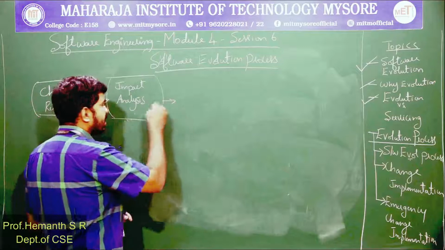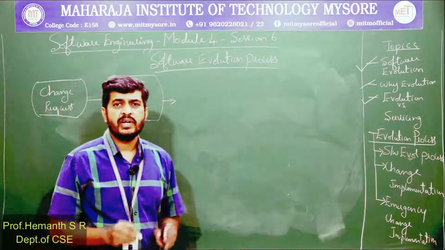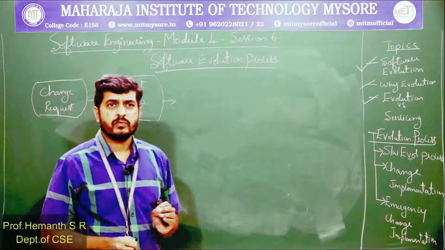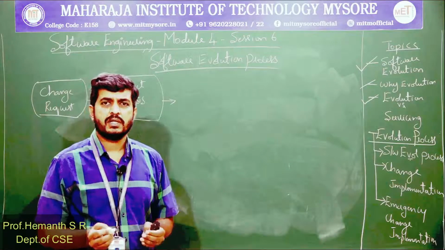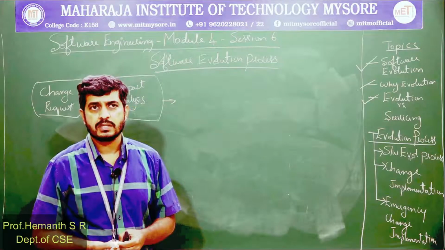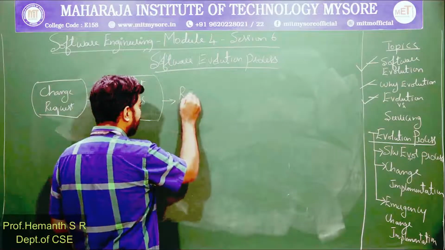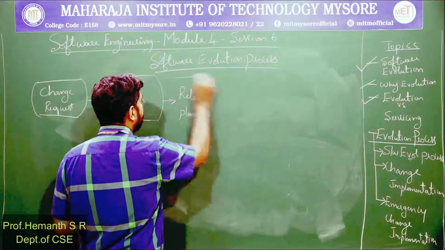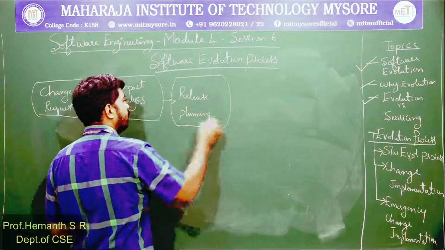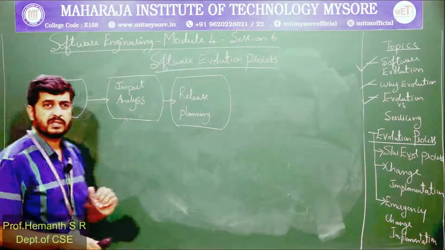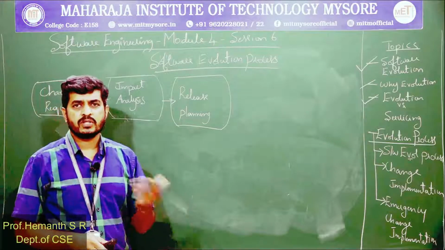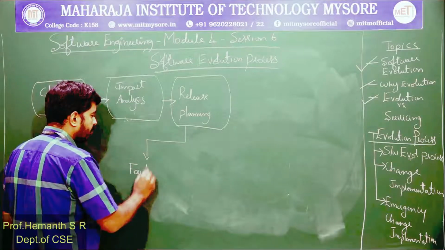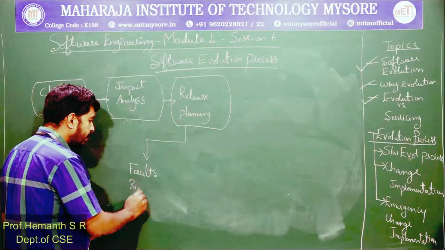Next, once the analysis has been done, now we try to plan the type of change, what exact change needs to be done, and because of what reasons. So that is done during release planning. What exactly is release planning? We'll try to understand. Now the client has suggested a change. That change may be because of what? One of the reasons being faults, fault repair.